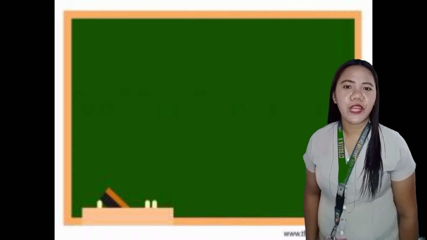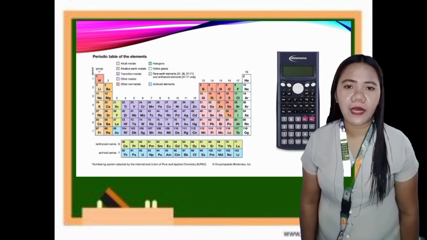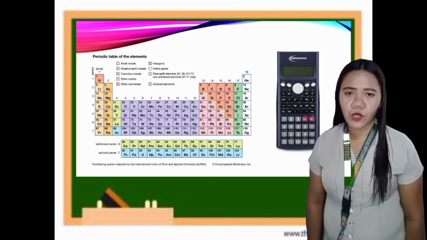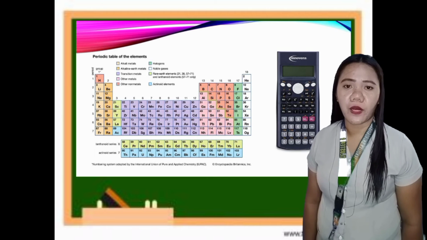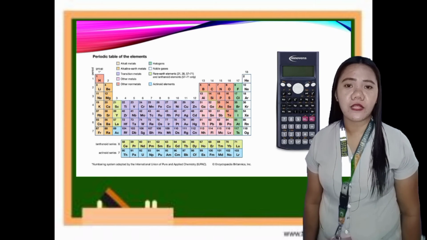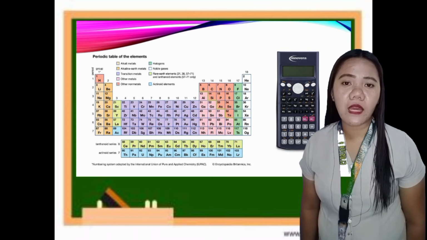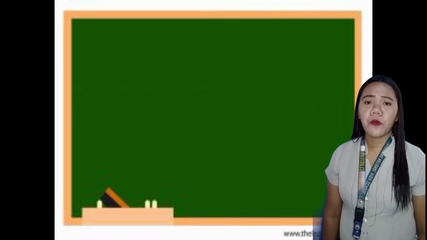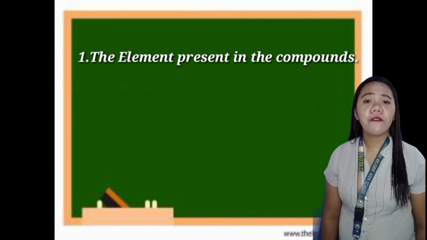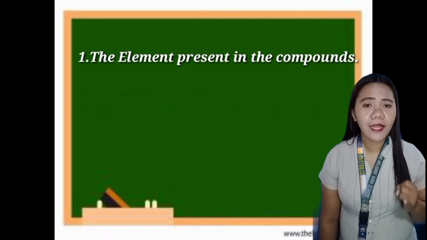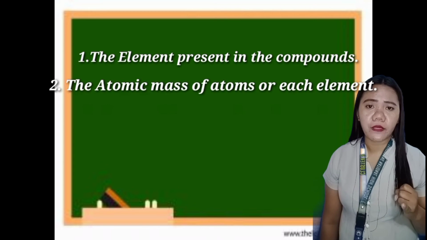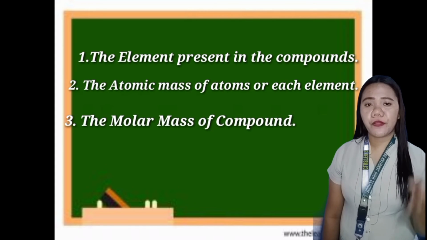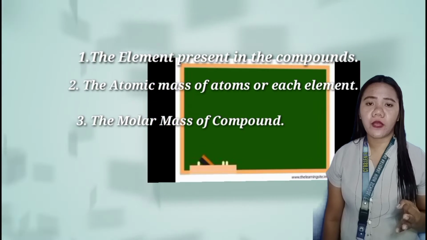Materials needed. We need a periodic table because we're going to look at the mass of a certain element in a compound. Also, we need a scientific calculator because we're going to compute the percentage composition of each element in a compound. In computing the percentage composition, we need to know the following data. First, the elements present in the compound. Number 2, the atomic mass of the element. Number 3, the molar mass of the compound.